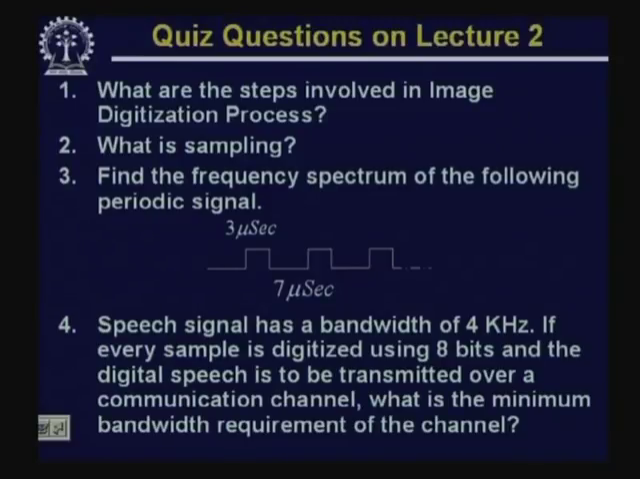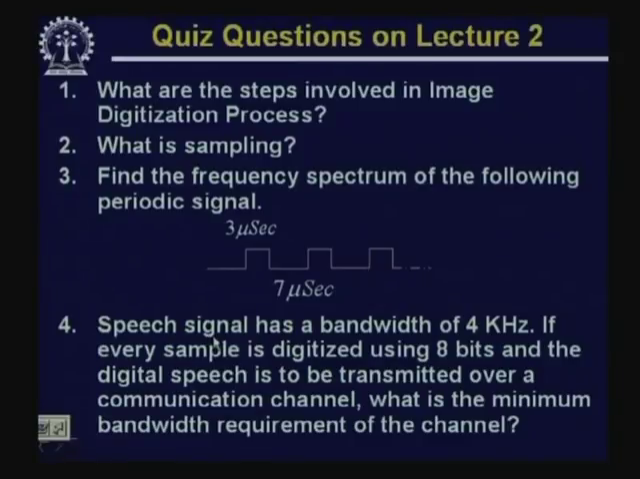The third question: here we have a periodic signal in time, which is a periodic square wave. In this square wave, the on time is 3 microseconds and the off time is 7 microseconds. So obviously the time period of this periodic signal is 10 microseconds. You can assume the amplitude of this signal to be 1, and you have to find the frequency spectrum of this periodic signal.